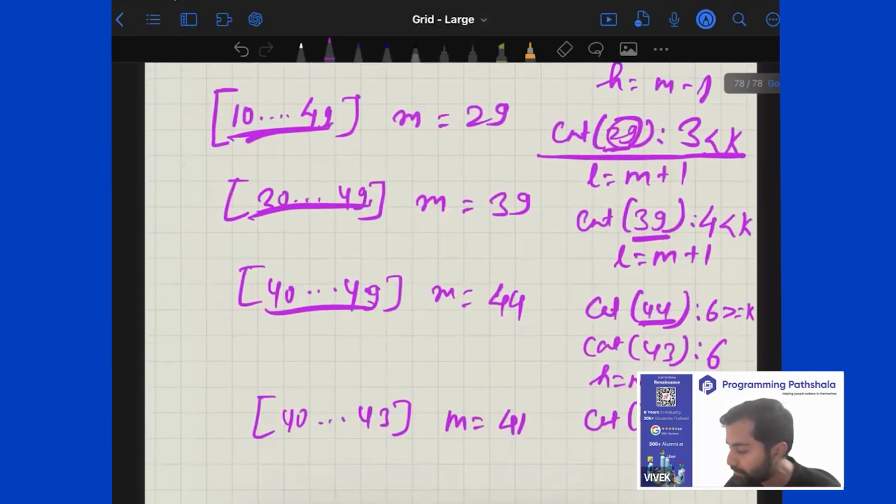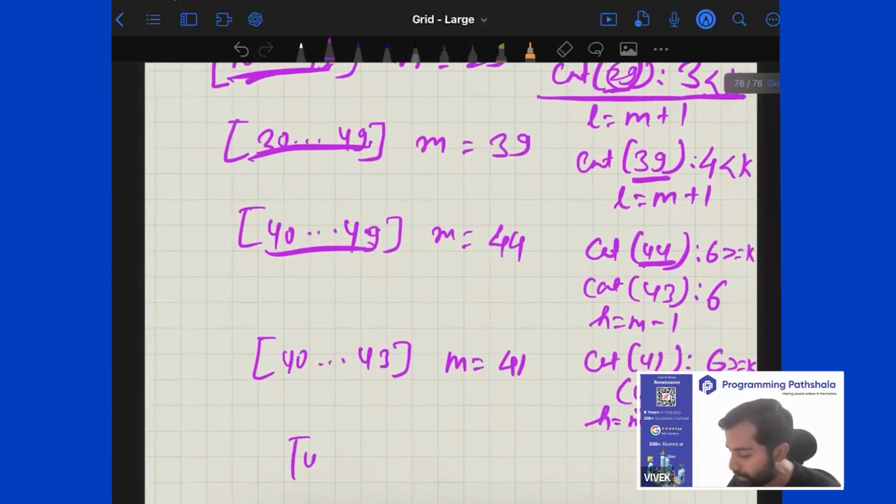Whenever it happens, we check for mid minus 1. What is the count of 40? Count of 40 is also 6, which is greater than or equal to k. What does it mean? It means that our answer is definitely smaller than 41. So we will again do high equals mid minus 1. And now our range will be 40 to 40.